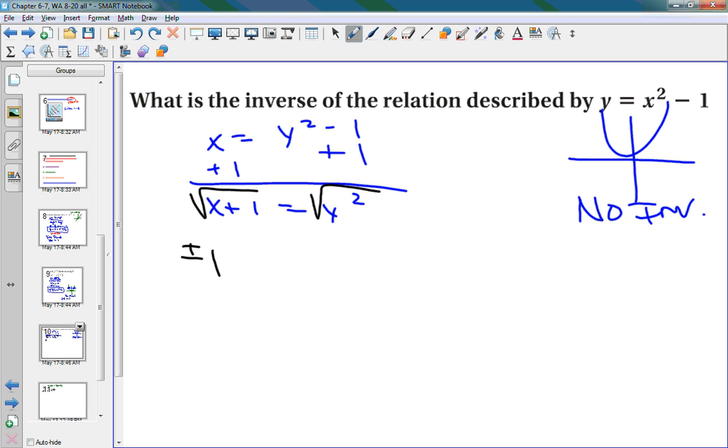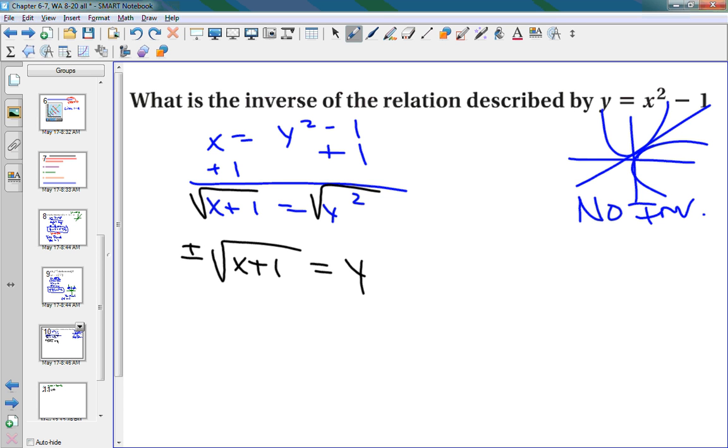And when I square root that, I have to add the plus or minus. As soon as you see that plus or minus, an alarm should be going off in your head. The reason we have this plus and minus is that in order for this to be a reflection over the line y equals x, I'd have to have both parts of it. It would have to look like this. That's why I have to have the positive and the negative part of it.